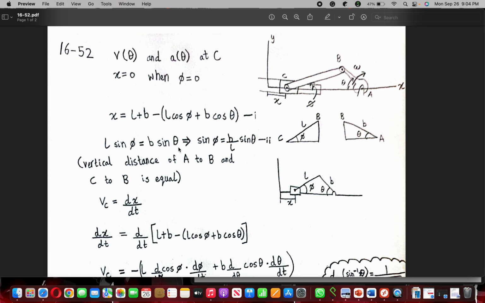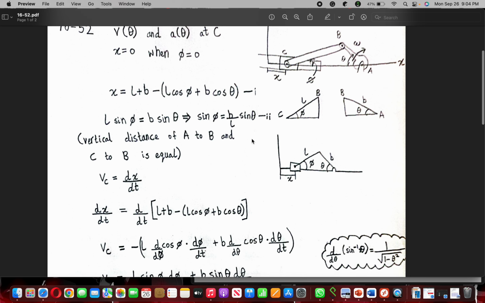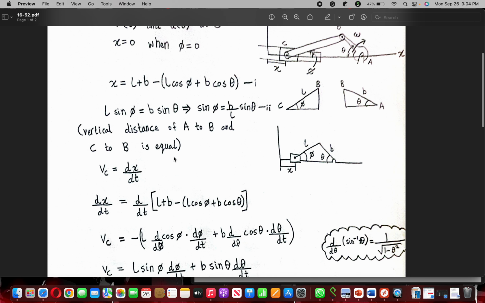And then we further substitute into sine phi is equal to b over L sine theta. So this is our equation number 2. And as you can see, the vertical distance of A to B and C to B is equal. If we take the vertical component of both of them, the lines L and b, it will always be the same.